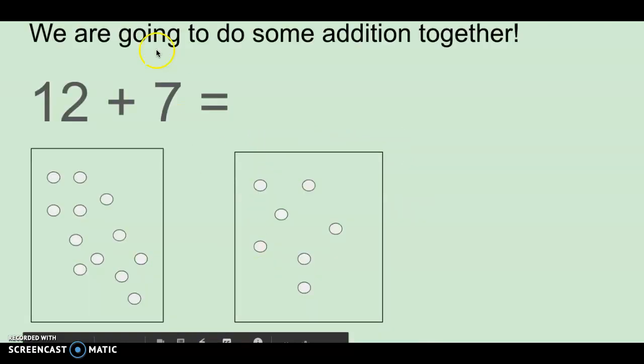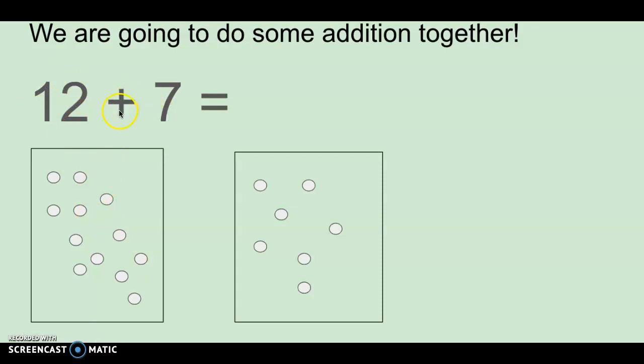All right, so our first equation is 12 plus 7 equals, and we need to find this answer. So look, 12, we have 12 dots. 1, 2, 3, 4, 5, 6, 7, 8, 9, 10, 11, 12. These 12 dots represent this number 12.